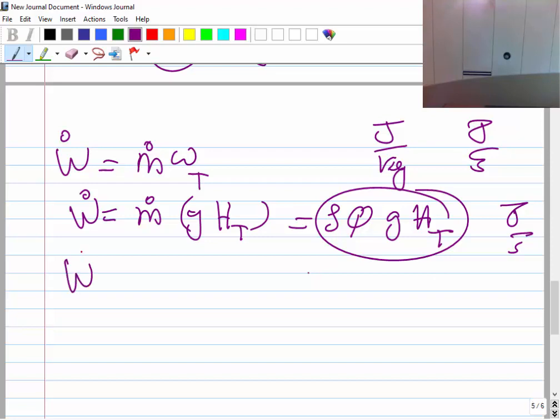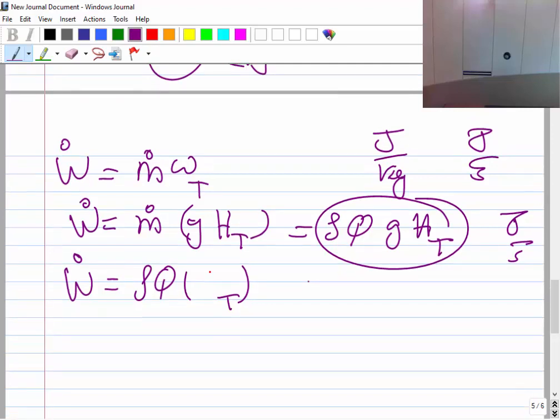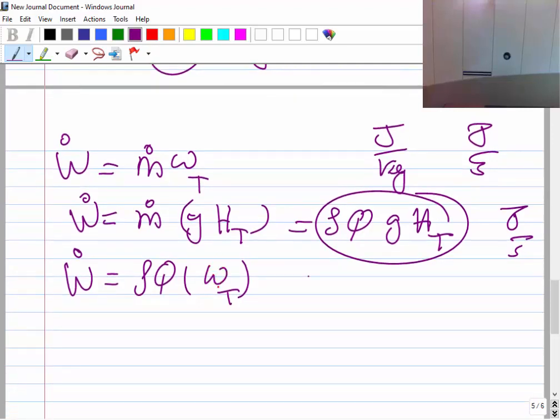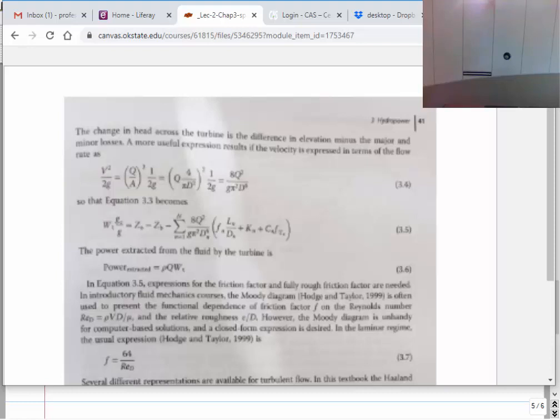So again the power is going to be rho Q multiplied by work turbine. Small w, specific work turbine. Very good. So, rho Q W turbine. That's why he shouldn't rewrite small big W, small W.